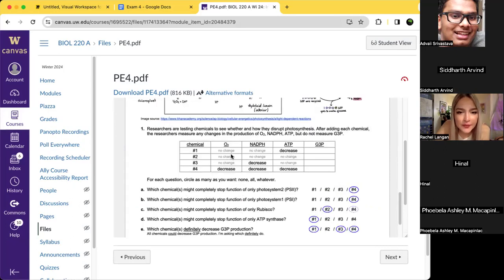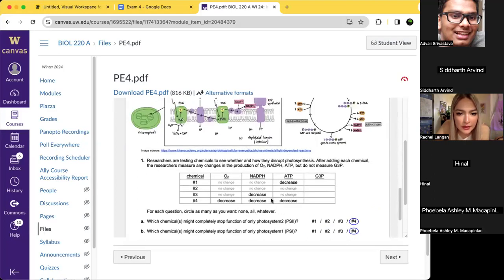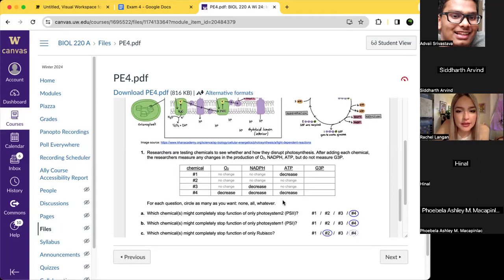Let's see. Okay. So for part B, what chemicals might completely stop the function of only photosystem one? If you only stop one, this is saying you would see a decrease in oxygen, NADPH, and ATP. Yeah. I don't think that's right.